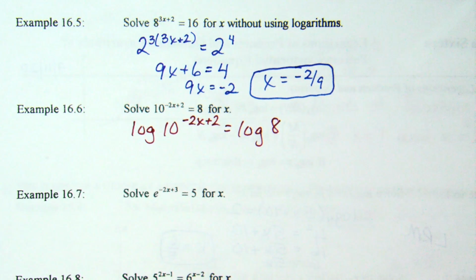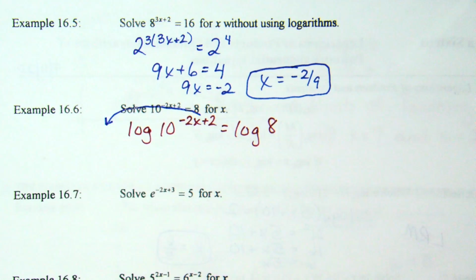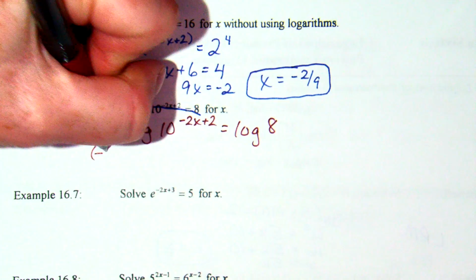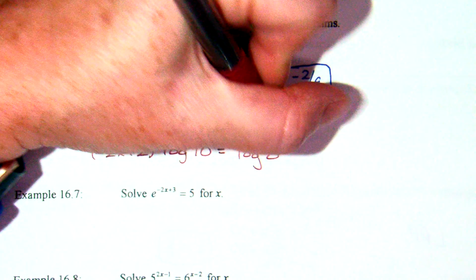We can move the exponent out front. Take that whole exponent of negative 2x plus 2, move it out front. It's now a coefficient of log of 10. So negative 2x plus 2, I put it in parentheses, times log of 10 equals log of 8.